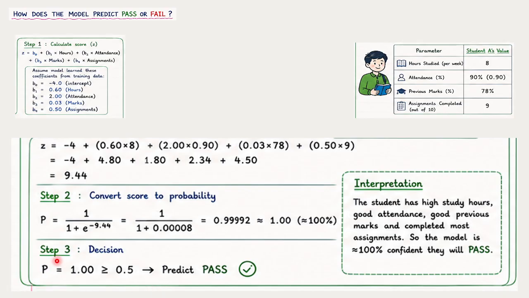And now in step 3, we apply the decision rule. The probability is 0.99992, which is of course greater than 0.5. That is approximately 1, which is greater than 0.5. So therefore the predicted class is pass. This is how the logistic regression model actually works: it calculates a linear score, then converts that score into a probability, and then uses the probability to predict the final class by applying the decision rule.